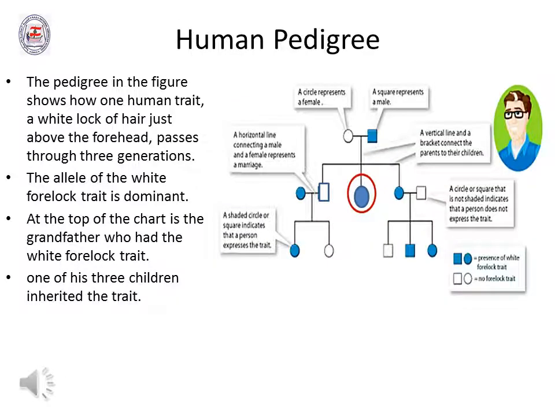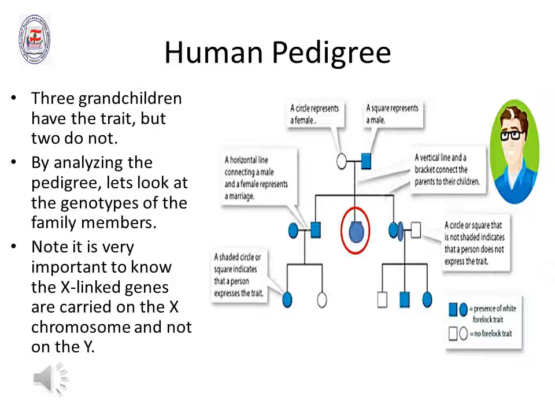The pedigree in the figure shows how one human trait, a white lock of hair just above the forehead, passes through 3 generations. The allele of the white forelock trait is dominant. At the top of the chart is the grandfather who had the white forelock trait. One of his 3 children inherited the trait. Now look at the 3rd generation. 3 grandchildren have the trait, but 2 do not.